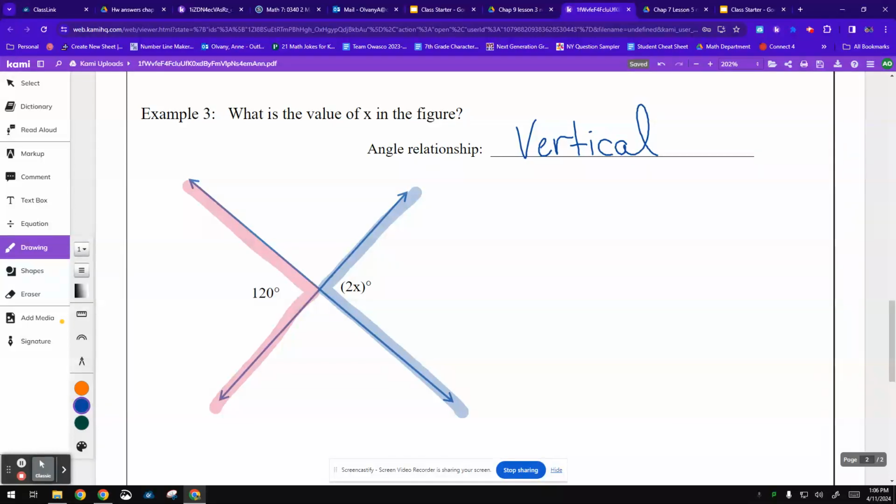And once you know their relationship, Austin, what can you tell me about their measures? They're equal. In geometry, we say they are congruent, but I can set them equal to each other. 120 equals 2x. Solve for x.